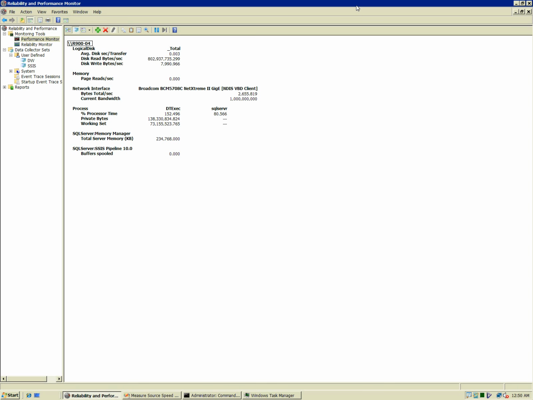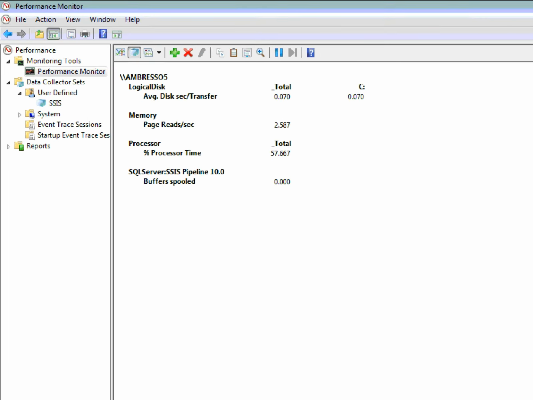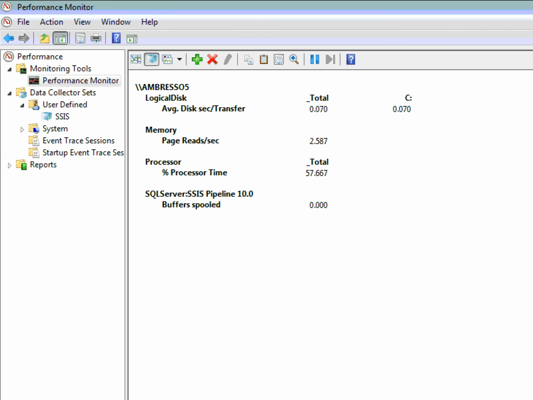But if I was to go back to this other source system, flip over to the report, you'll notice that it has the value of 70. This is something that you can go to your systems engineering team and say, hey, I need help to improve the source system so that we can ensure the SSIS packages can run faster.